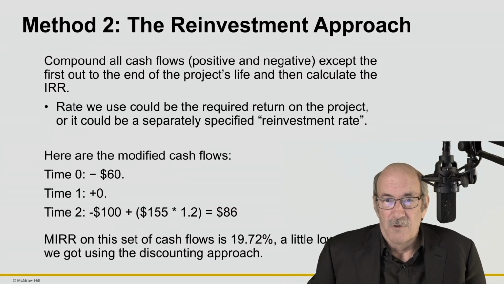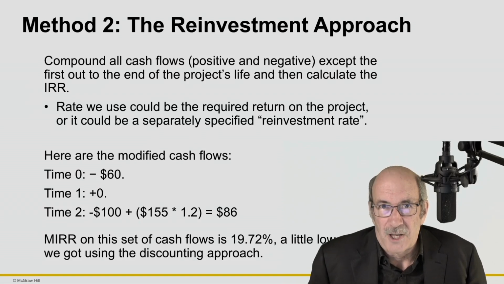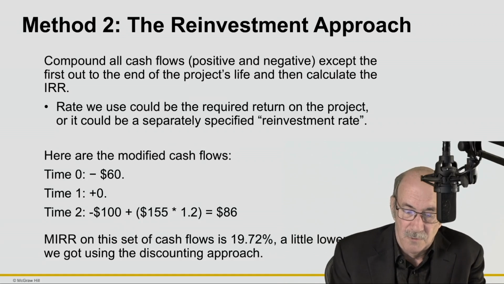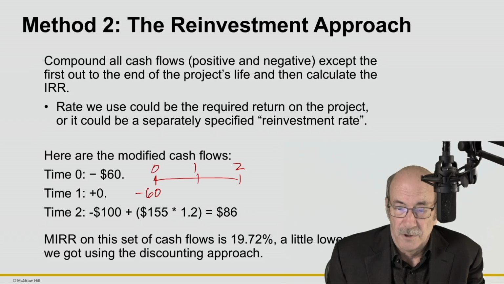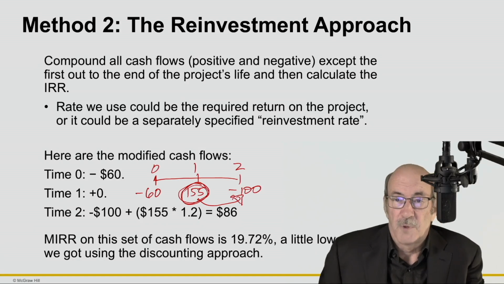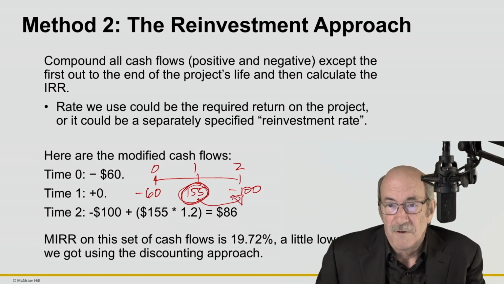How else can we deal with that? Well, we could reinvest our positive cash flows and move those out to the end of our timeline. So what we're doing here is we're going to take our timeline again. We've got a cash outflow here, cash inflow here, and another cash outflow here. We're going to move this cash flow right here out to the end of our timeline and add it to the cash outflow.